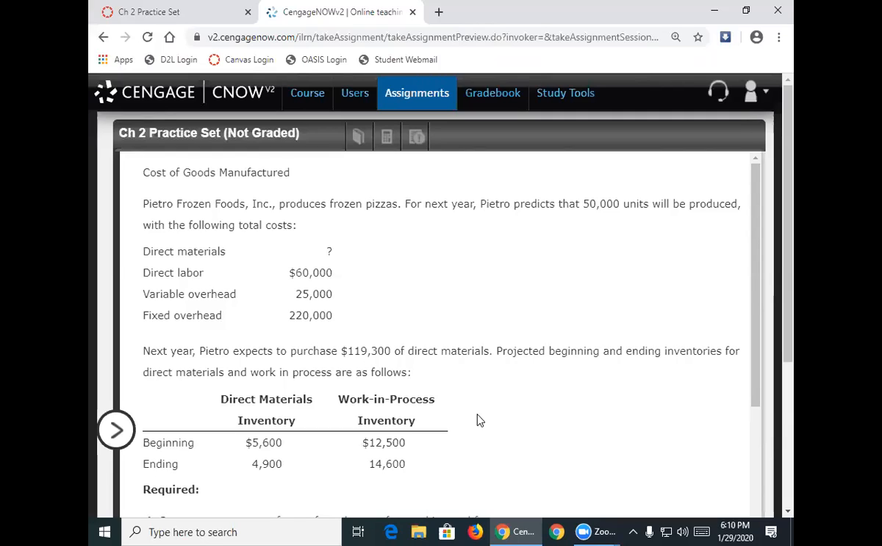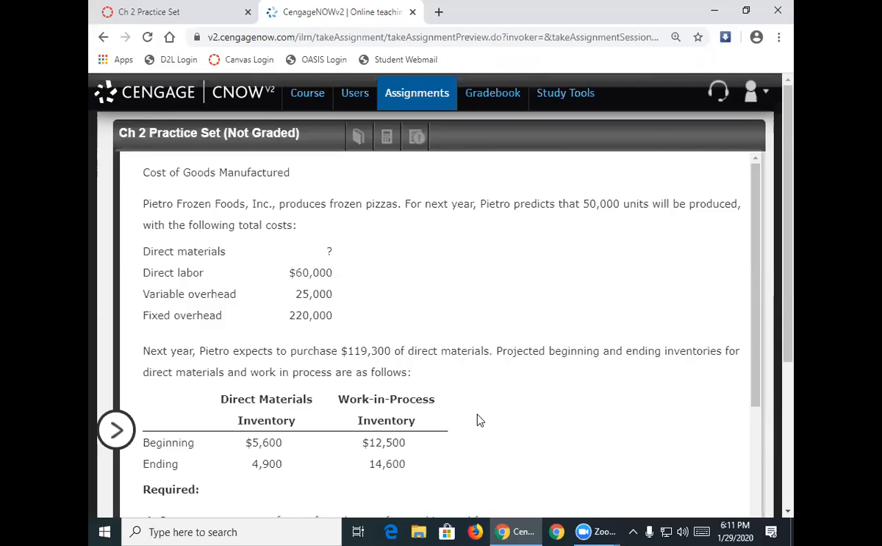Factory overhead is given, 25,000 plus 220,000, so 245,000. Okay, so our goal in this statement is, first of all, to figure out how many materials were actually used in production, put into work in process. So we're trying to find this and this. It's the same thing. And then we're also trying to calculate this right here, cost of goods manufactured. Okay, so those are our goals.